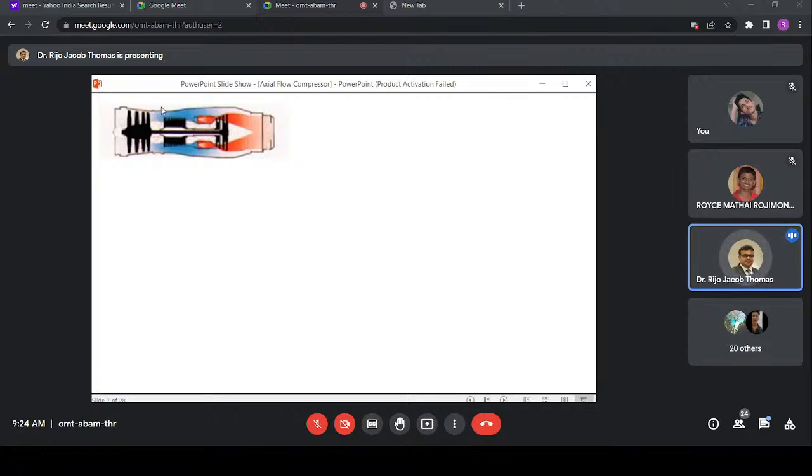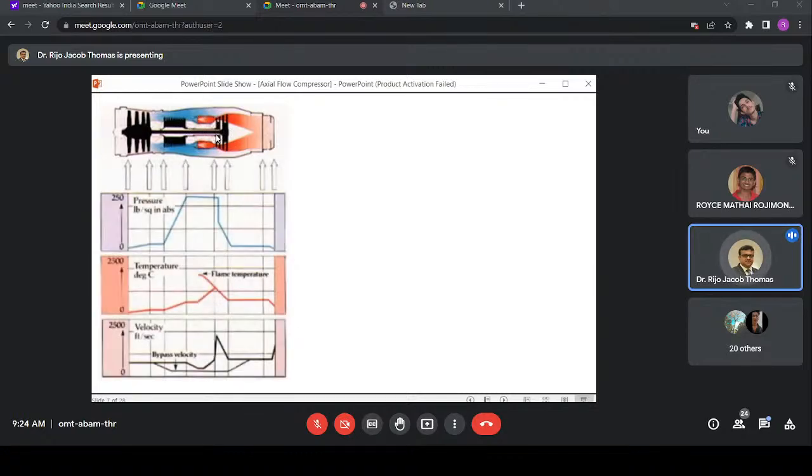We have a compressor, we compress it, then we take it to the combustion chamber where it is burned, and then it is expanded in the turbine. So it's basically our gas turbine cycle. Now if you see the temperature, pressure and velocity variation in these cases, let us take the pressure in the fan stage.